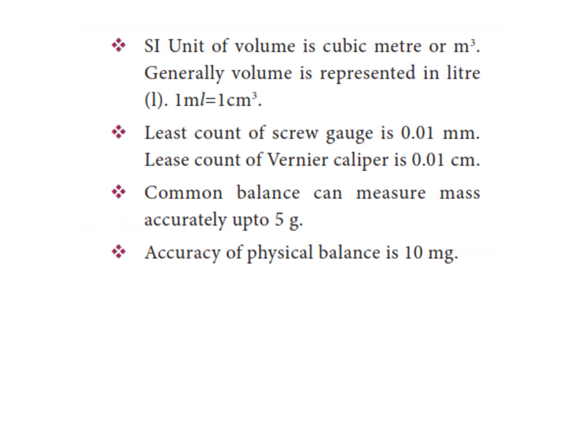SI unit of volume is cubic meter or meter cube. Generally, volume is represented in liter. Least count of screw gauge is 0.01 millimeter and least count of vernier calipers is 0.01 centimeter. Common balance can measure mass accurately up to 5 gram. Accuracy of physical balance is 10 milligram.